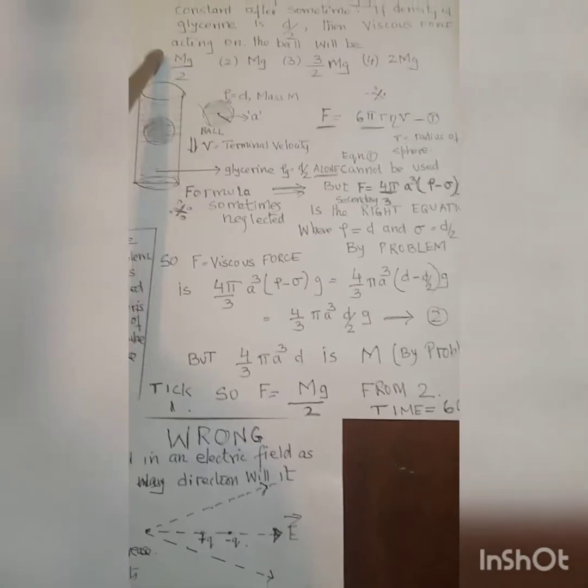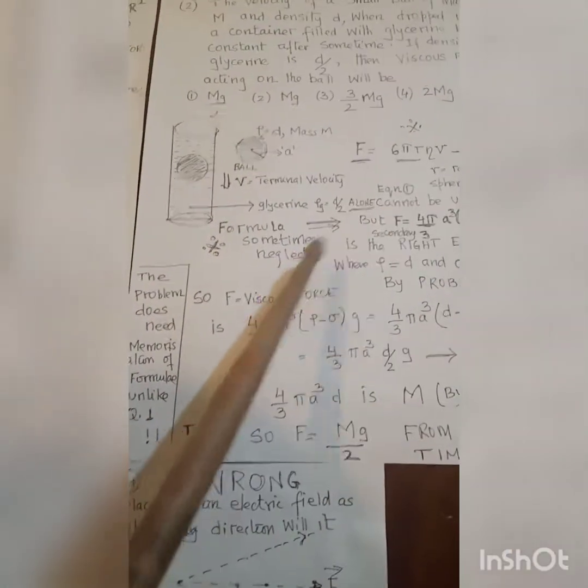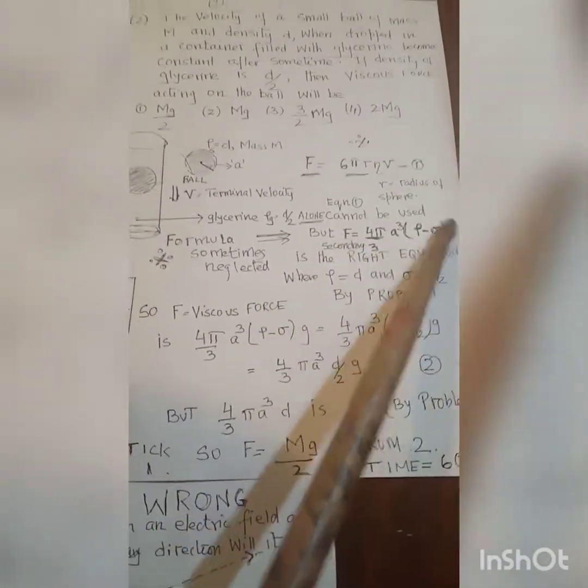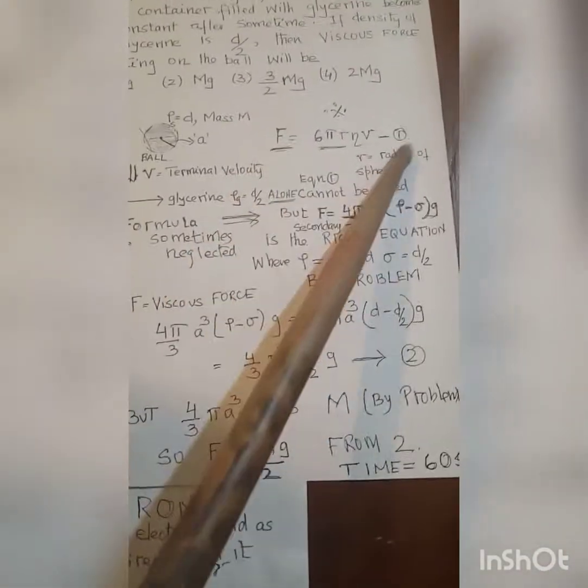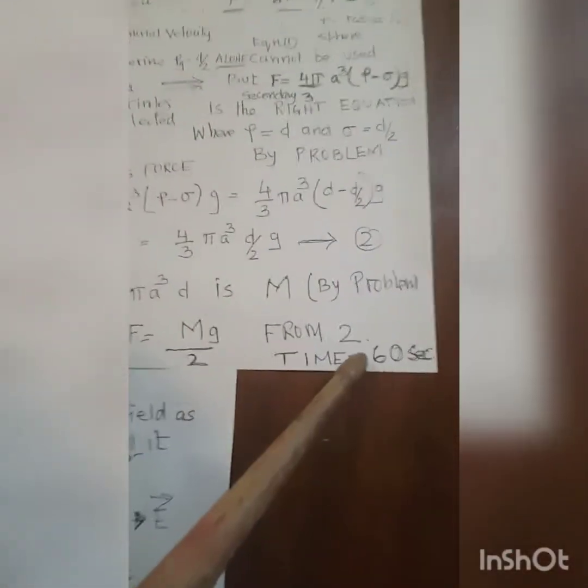So the answer for question number 2 is mg by 2. Remember this formula. This is important. This also you should remember. This also you should remember. And the time is 60 seconds. The first one also is about 50 to 60 seconds. So it is quite good.